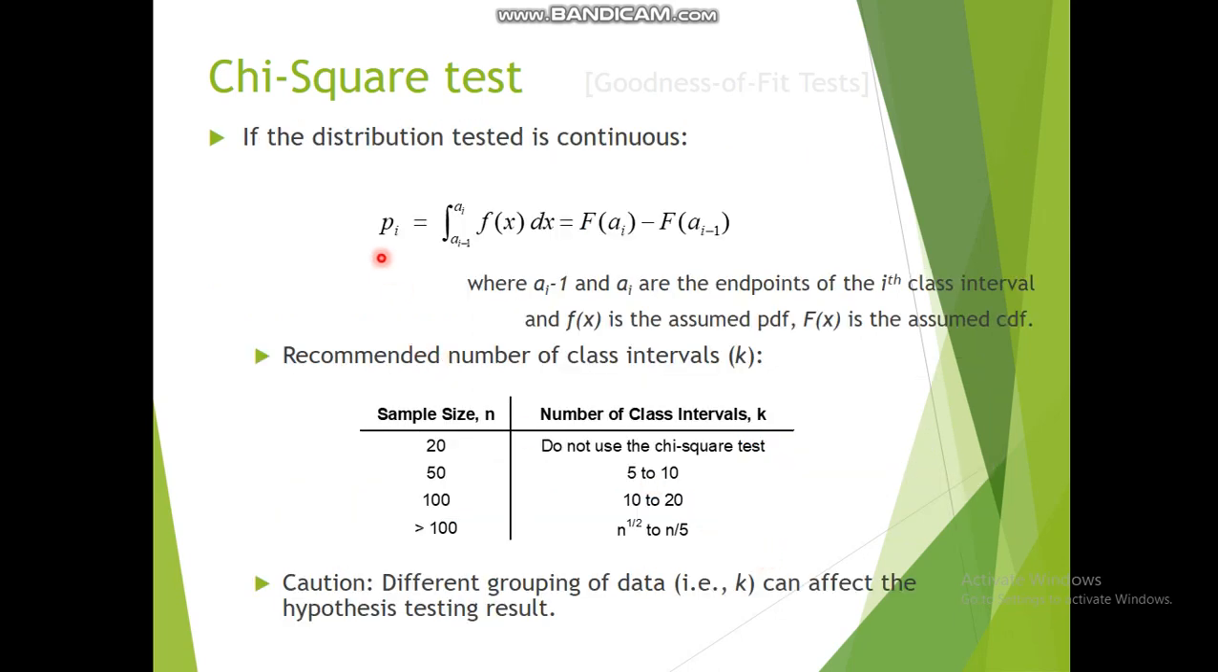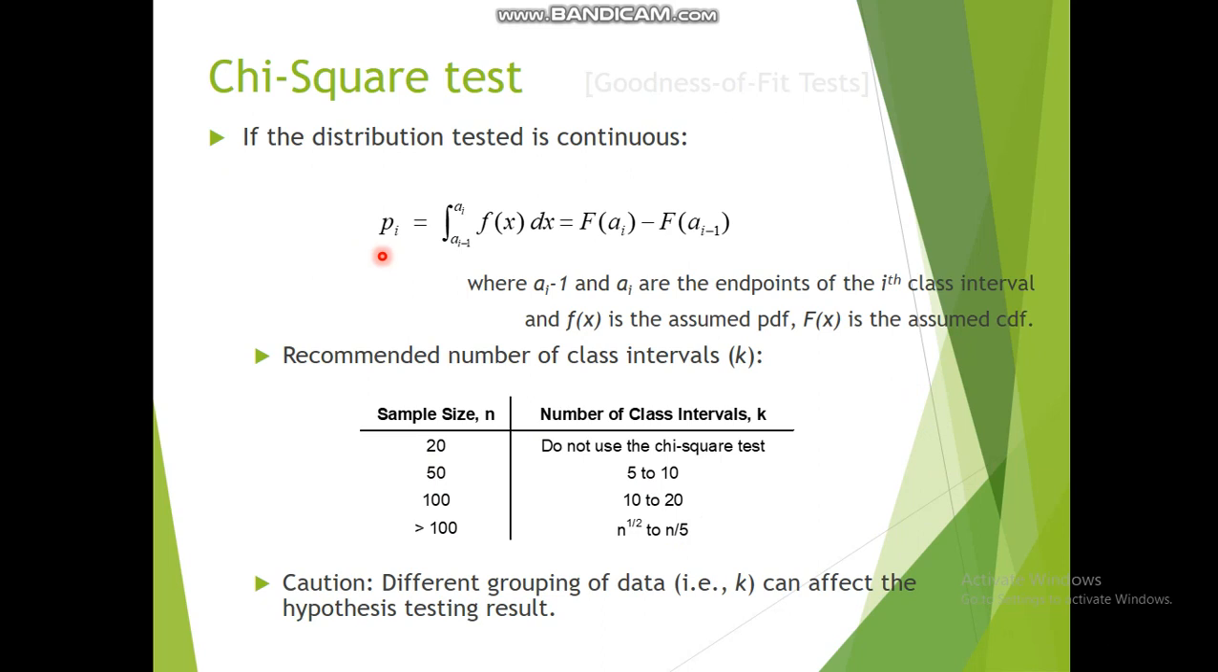If the distribution tested is continuous, Pi is equal to F of ai minus F of ai minus 1, where ai minus 1 and ai are the endpoints of the ith class interval, f of x represents the assumed PDF, and capital F of x is the assumed CDF. Next, the recommended number of class intervals k.